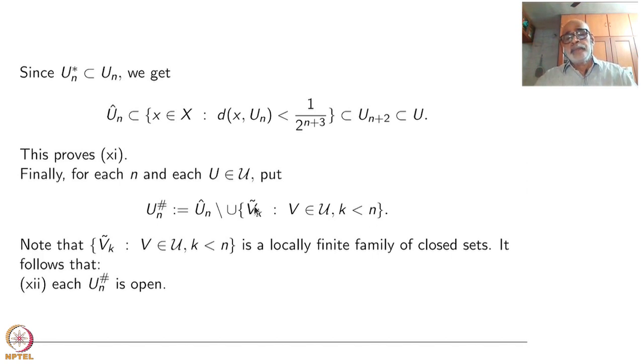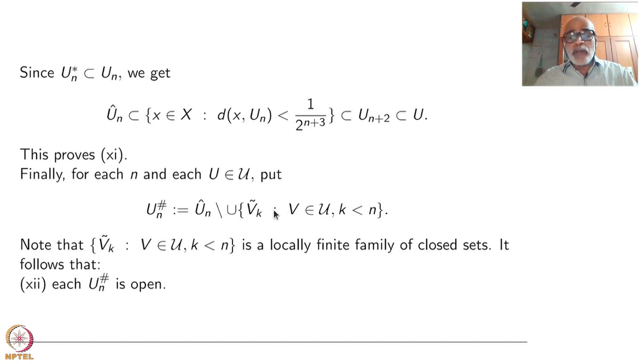What we are doing now with U n check is that I don't want even U n hat. I am checking away some portion of that. Namely, these are closed subsets now. Take the union of all these V k twiddles, where V is inside U, but the integer k is smaller than n. All V I am taking inside U, but k must be less than n. So you throw away that part.